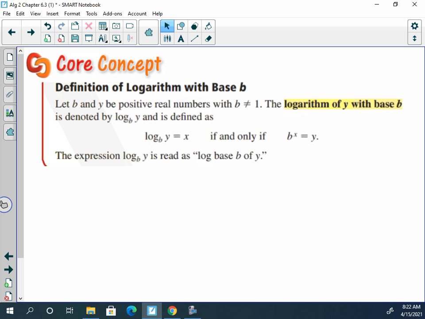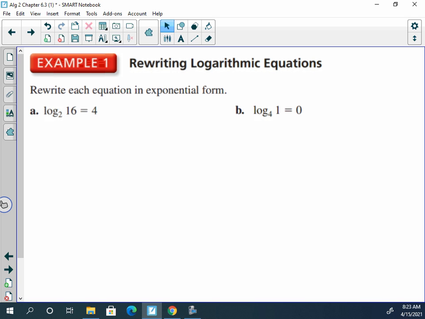The expression log base b of y is read as log base b of y. Our base, x, and what we have it equal to. And they'll change in this way here. So we can go from exponential to logarithmic or logarithmic to exponential. So let's try rewriting some of these equations.